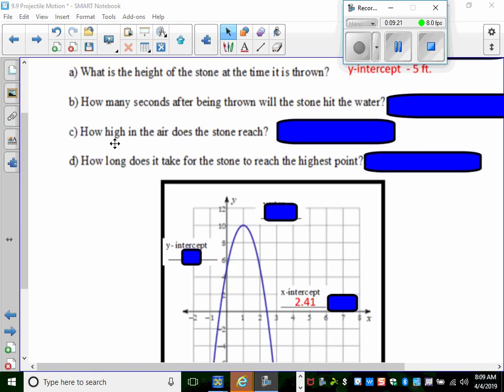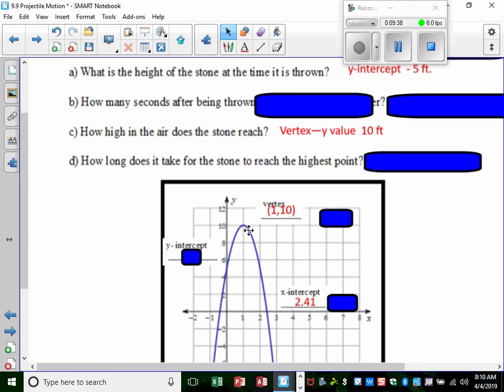Okay, the next question, how high in the air does the stone reach? So that means you're up here, at your vertex point. Because the vertex, in this case, will be a maximum point, the way that this curve is going. So that's going to be the y value of your vertex. If it asks you how high in the air it reaches, then you are looking for the y coordinate of the vertex. So how do you get the x coordinate of the vertex? You do x equals the opposite of b over 2a, and then pair it up with the y, and that's the answer for part C.